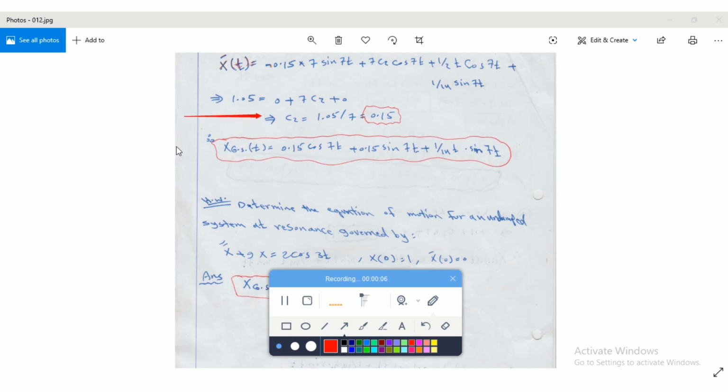We will substitute the c2 into the equation. Now we have the x general solution, which is the x particular solution, and we have the x homogeneous. This is the particular solution. Thank you.